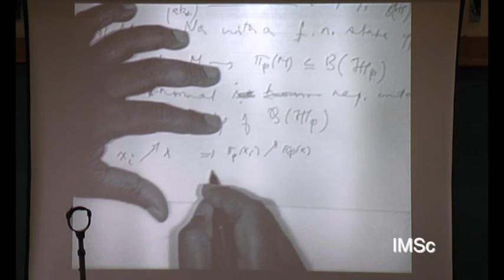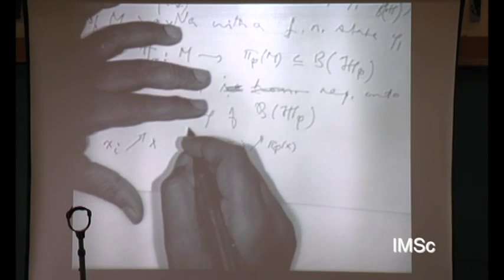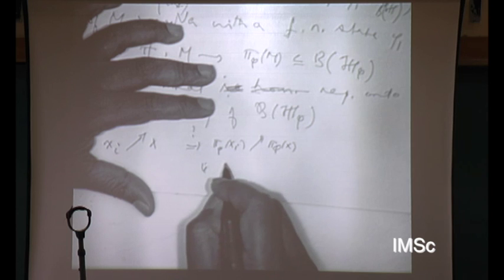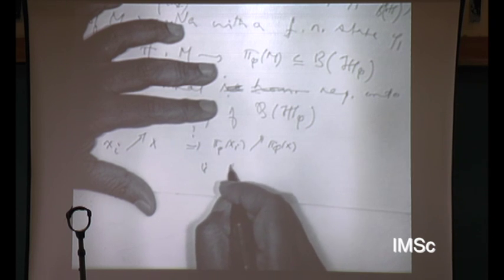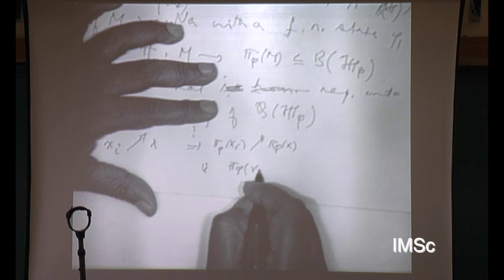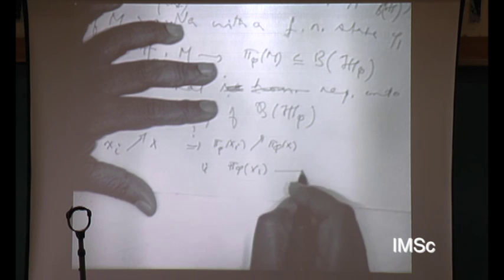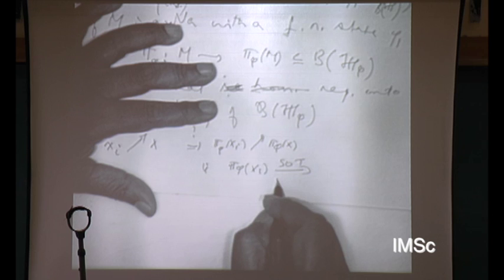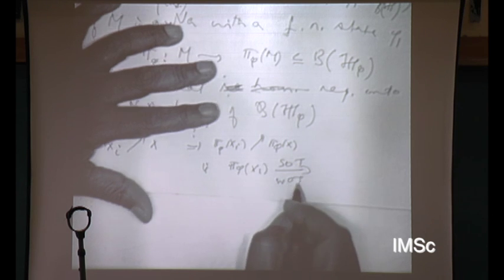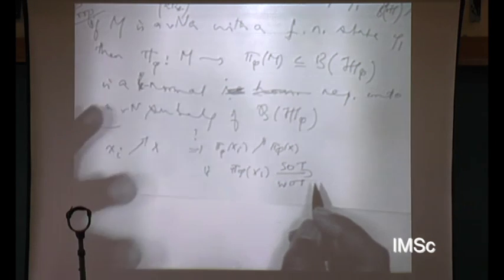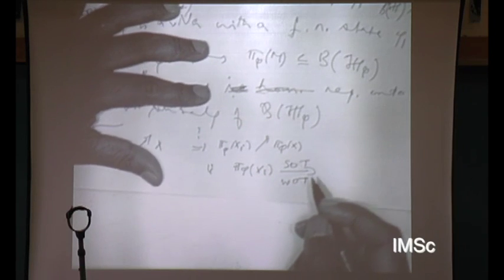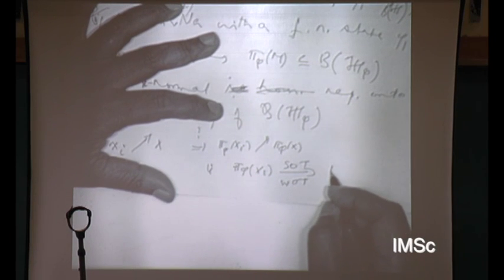That is, we know that pi phi xi converges in any topology that you want, strong operator, weak operator, whatever. So all this is assuming that xi is a bounded net, bounded increasing net, to pi phi of x.